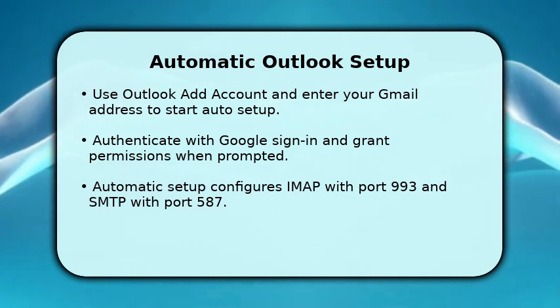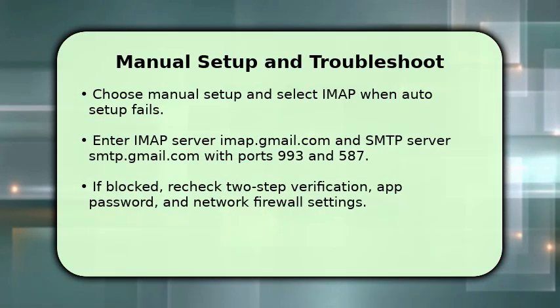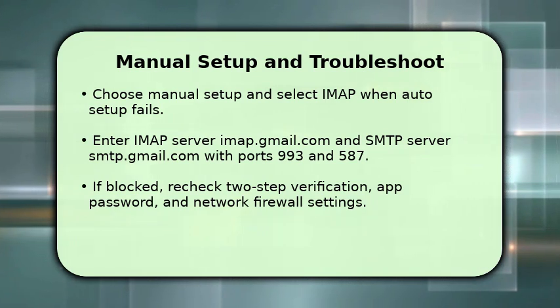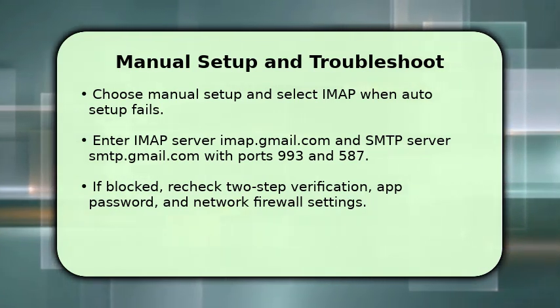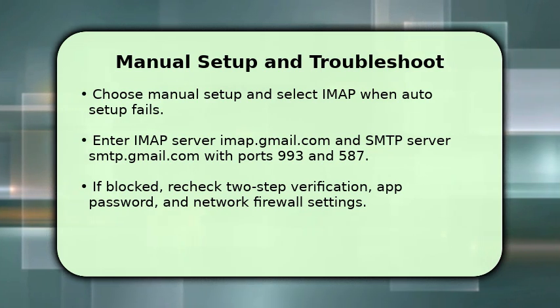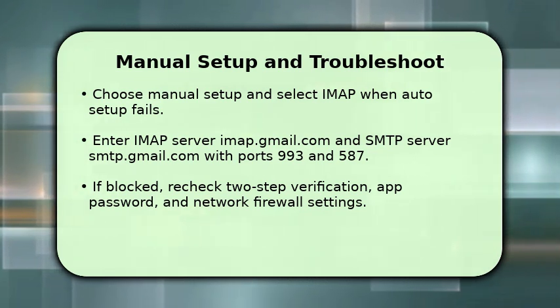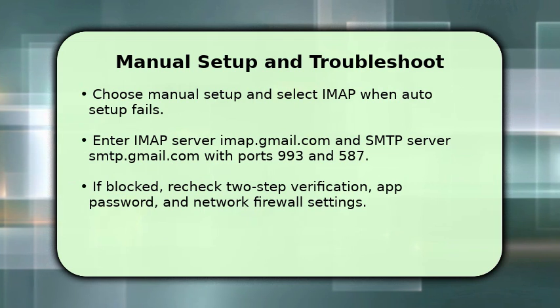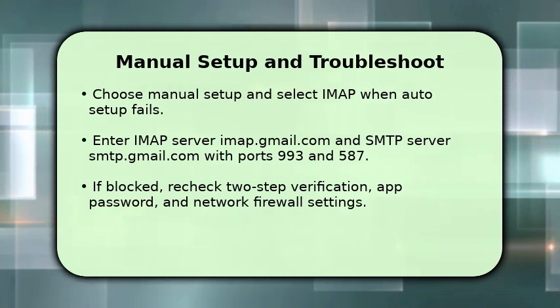If automatic setup fails, choose Manual Setup and select IMAP as the account type. Enter IMAP server imap.gmail.com and set port to 993 with SSL enabled for incoming mail. For outgoing mail, use smtp.gmail.com and set port to 587 with STARTTLS or TLS enabled.